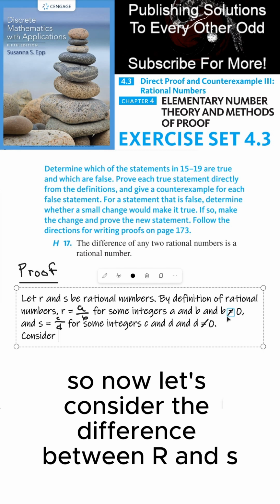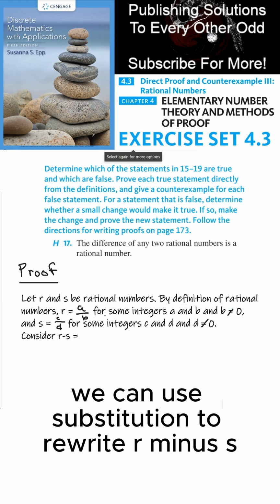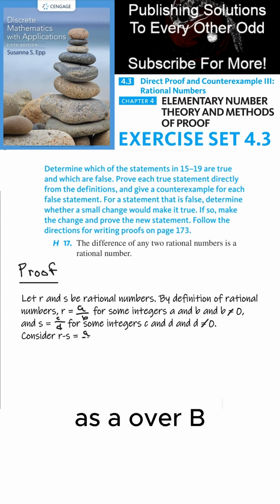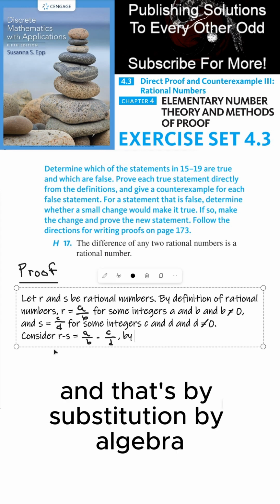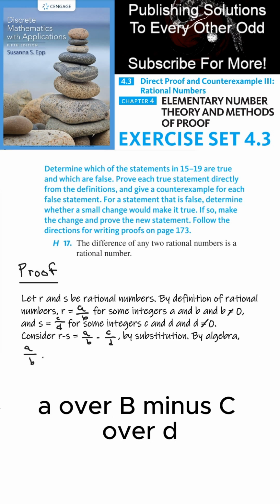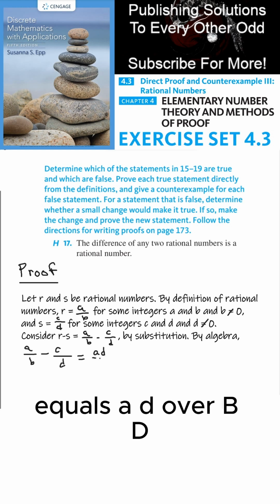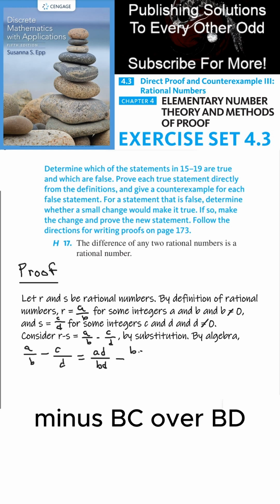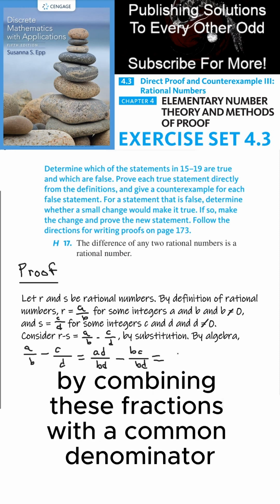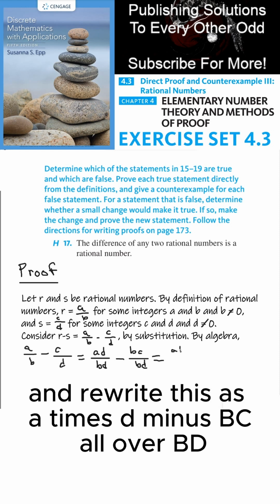So now let's consider the difference between R and S. We can use substitution to rewrite R minus S as A over B minus C over D. And that's by substitution. By algebra, we can simplify this to be A over B minus C over D equals AD over BD minus BC over BD. And we can keep going with the algebra part by combining these fractions with a common denominator and rewrite this as AD minus BC all over BD.